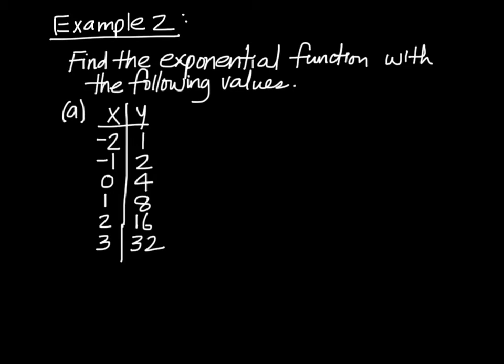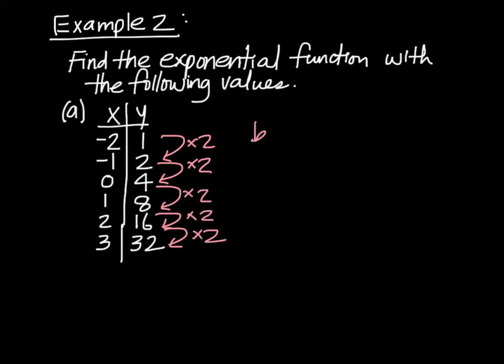Now let's look at another example. This time we have to come up with the exponential function formula given a set of values. So here we seem to have numbers that are increasing by a factor of 2. Notice that you have to multiply by 2 to get to the next output. So that tells you that the base is 2.